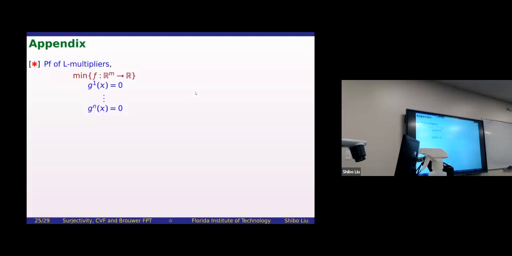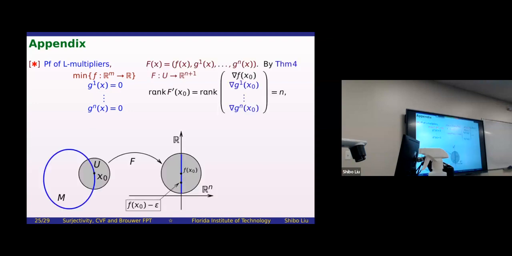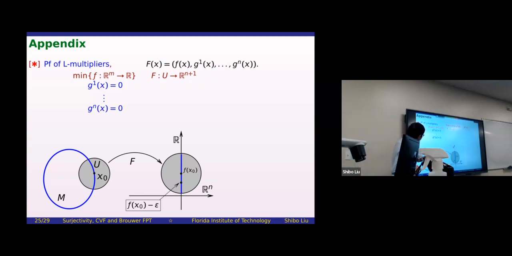Lagrange multiplier theorem. So in the Lagrange multiplier theorem, we want to find the extremal value of f, subject to constraints described by g1 equals zero, up to gn equals zero. Okay, how to deal with this problem? Well, suppose N is the set satisfying the constraint conditions, that is the manifold in the space. If x0 is the solution of this problem, then you have an open neighborhood U of x0 so that for all points x in the intersection of N and U, the value of f at that point is no less than the value at x0.